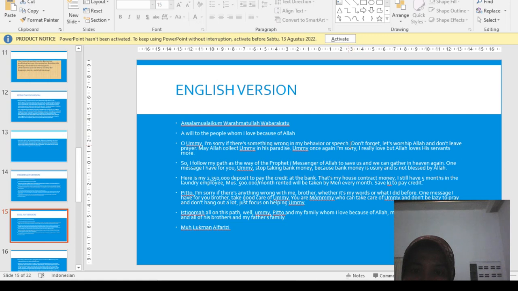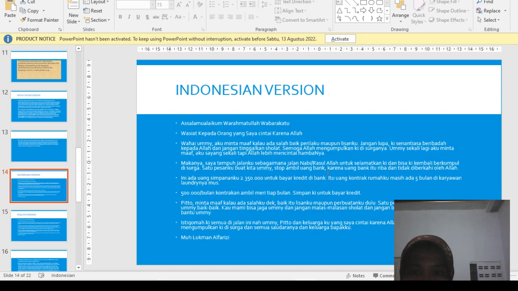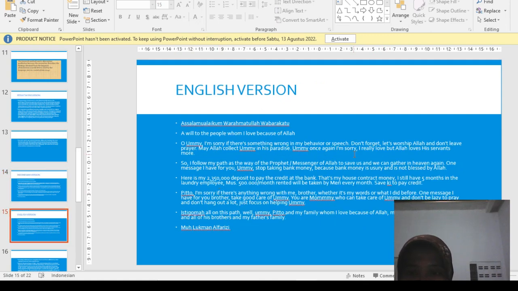Don't forget here. Do not, followed by what's that? Do not follow by the subject is okay. Do not follow. Ki senantiasa beribadah pada Allah. So I translate here: don't forget, let worship Allah and don't leave prayer.